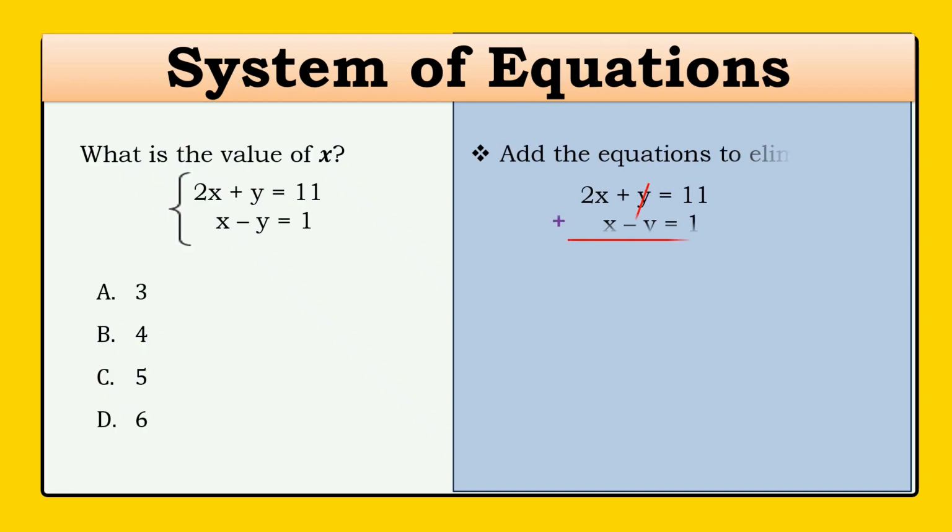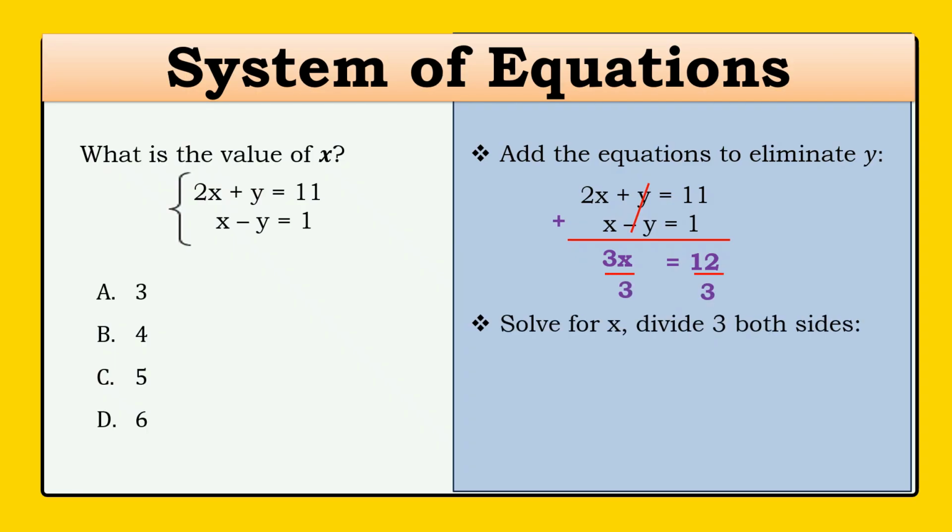Alright, let's find the value of x. First, we're going to add the equations to eliminate y. Since we have positive y and negative y, then let's combine. So 2x plus x is equal to 3x. Positive y plus negative y is 0 or cancelled. 11 plus 1 is equal to 12. Next, let's divide both sides of the equation by 3 to get the value of x. So x is equal to 4 and our answer is letter B.